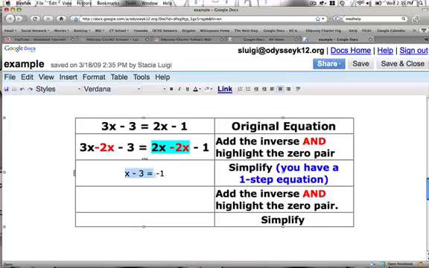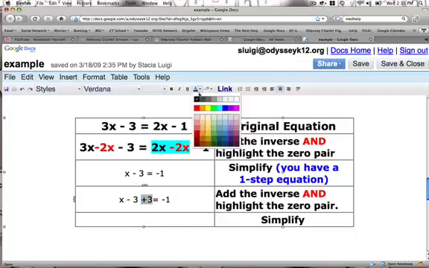That is a one-step equation. Take that, copy it, paste it down here so we can solve that. You have to once again add the inverse. Now the goal here is to get that x alone. So if the negative 3 is sitting next to it, that is the inverse we need to add. So I'm going to add a positive 3, which is the opposite of the negative 3.